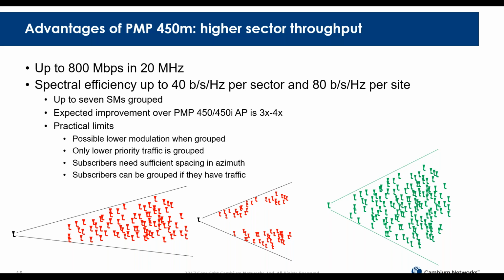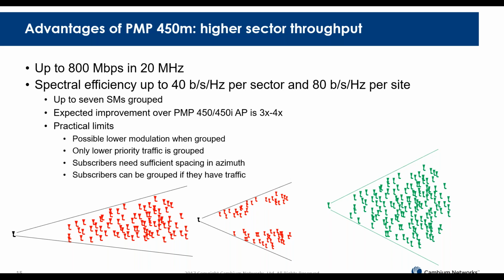So obviously this is a great advantage because the higher sector throughput is the first thing we are looking for in an access point. The reason why we can have such a good throughput is because we can group up to 7 subscribers at the same time. However, these figures are not equal to 7 times the throughput that you would normally have with a traditional 2x2 access point like the PMP450 or 450i. The expected improvement when using a 450 MAP is in the range of 3 to 4 times. So why don't we get that 7x multiplier?